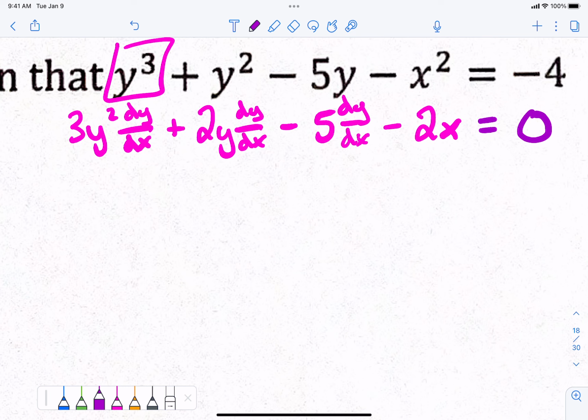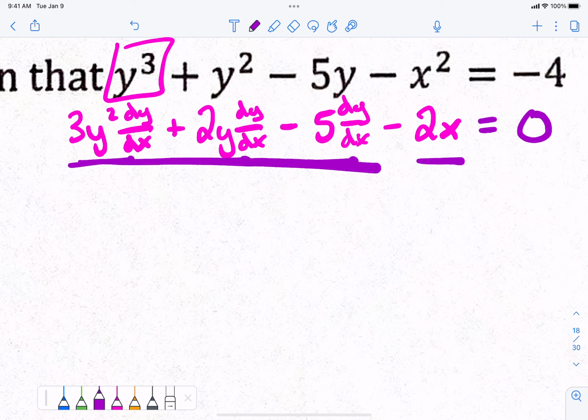Here's what we're gonna do. Let me show you what to do. Add the 2x to the other side. Why? Because he's the only one that doesn't have a dy dx on him, right? Now we have equals 2x, all right?